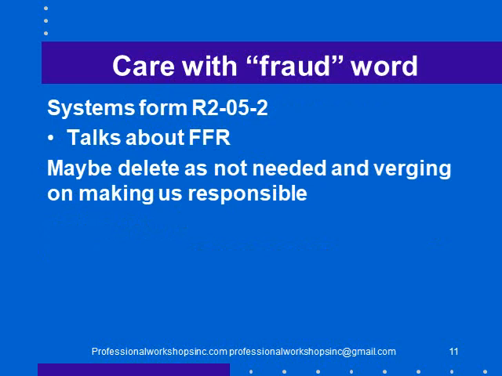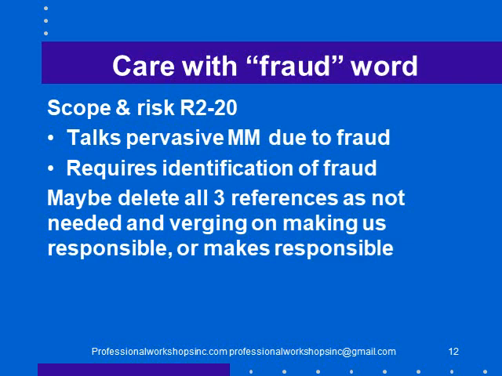have. The systems form talks about fraudulent financial reporting. That goes way beyond just fraud, and certainly is not mentioned anywhere in the section, fraudulent financial reporting. My inclination again is to take that out. The scope and risk form talks about pervasive material misstatement due to fraud, and then it says identify fraud. And I'm inclined now to delete all of those references, as particularly the last reference makes us responsible.